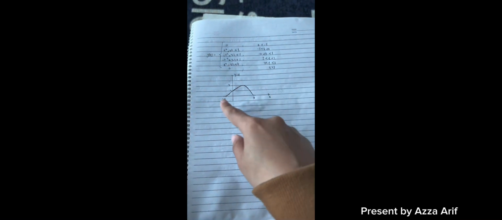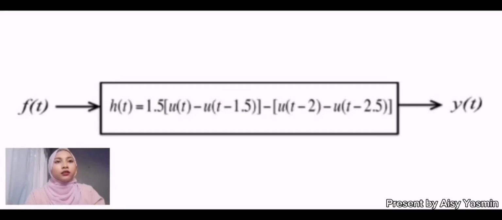So y2 will be equal to these intervals, and then we need to draw the graph, and the graph will be like this, and it's the same as the MATLAB. So now I will explain how to analyze the input f(t) and the system response h(t) step by step. Let's start with f(t).